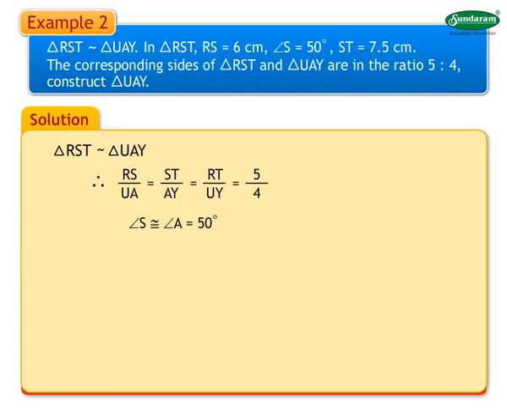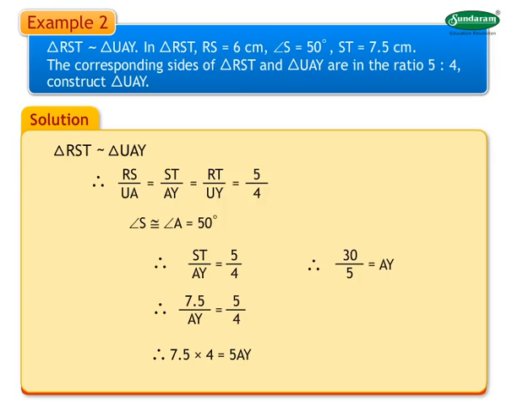To find the length of AY, it is given that ST upon AY is equal to 5/4. Now, by substituting the value of ST as 7.5, we get 7.5 upon AY is equal to 5/4. Therefore, 7.5 into 4 is equal to 5 into AY. Therefore, 30 divided by 5 is equal to AY. Therefore, 6 is equal to AY. Thus, AY is equal to 6.